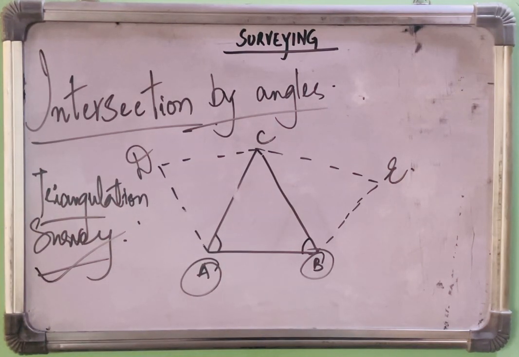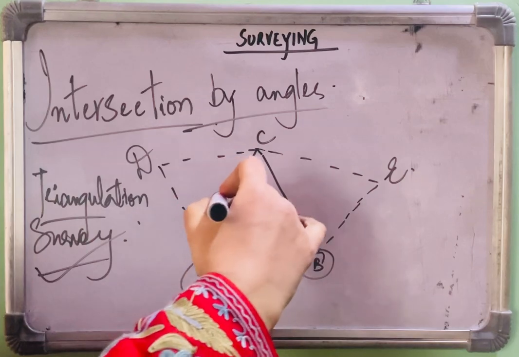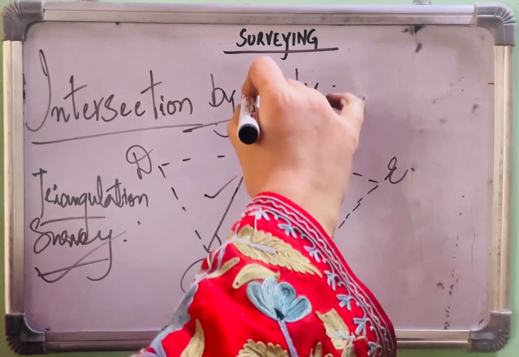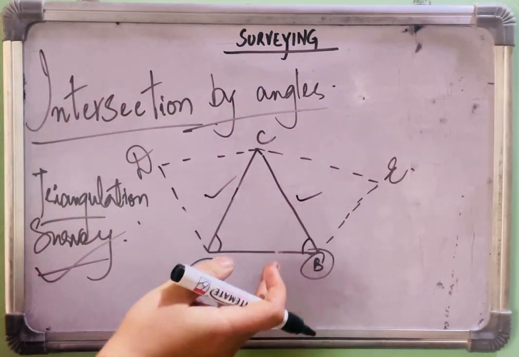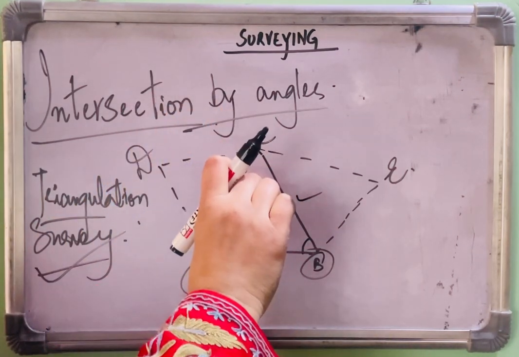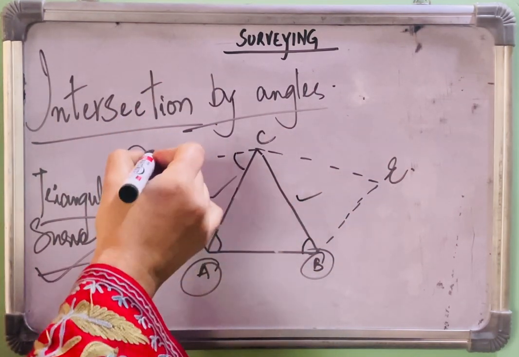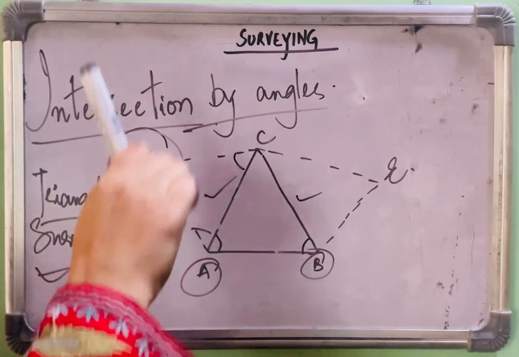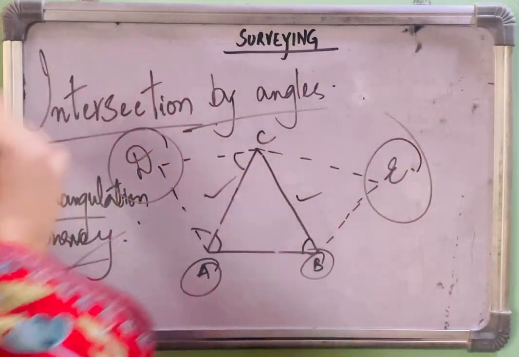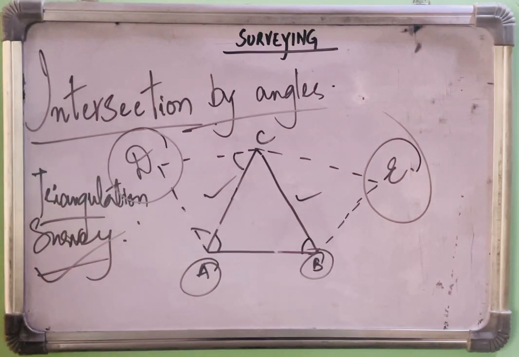The lengths of the sides AC and BC are calculated from the measured length AB and the angles CAB and CBA. So we know now this distance and this distance also. Then these distances will serve as a baseline for this triangle, and this will serve as a baseline for this triangle. By computing this angle and this angle, we can fix the position of the point D. Similarly, we can fix the position of point E. So this is known as intersection by angles, and the triangulation survey is based on this method.